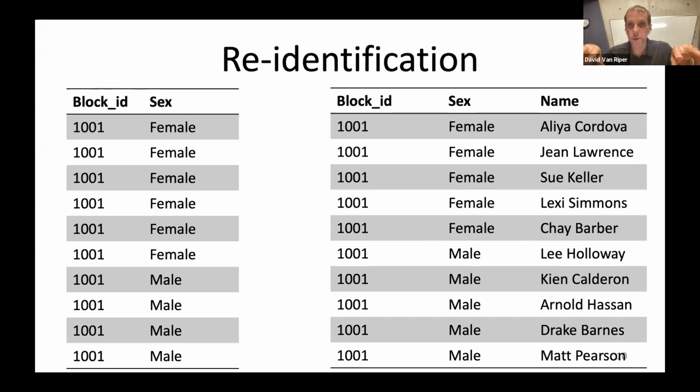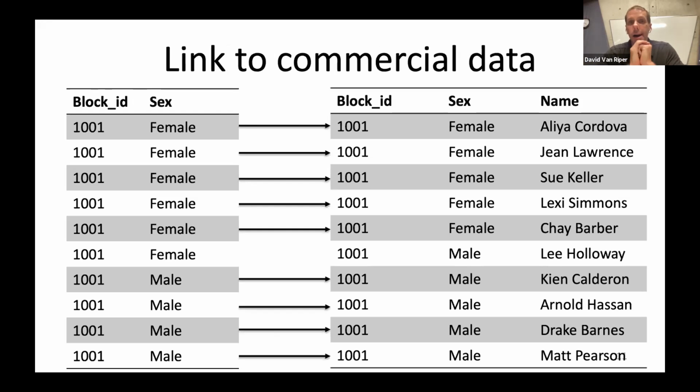So we have two unique fields and two shared fields on these. We have block ID and sex on the left-hand side. On the right-hand side, we have block ID, sex, and name. And the Bureau simply tried to match individuals in these two data sets. They did it on more than just block and sex. They also did it on age. I didn't want to clutter the slide very much, but they did this linkage exercise.